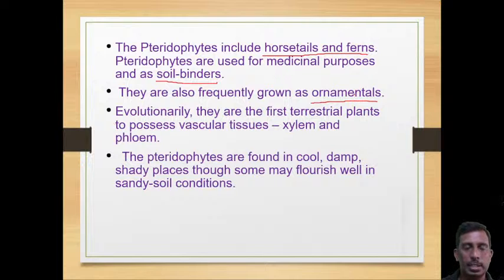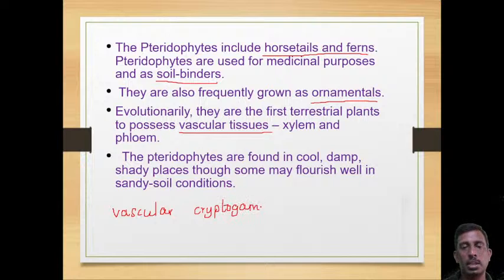Okay. And these are the first plants, when I take the point of evolution, where vascular tissues originated. So these pteridophytes are vascular cryptogams. In cryptogams there are thallophyte, bryophyte, and pteridophytes. These are the only cryptogams with vascular tissues. The remaining two, thallophyte and bryophyte, don't have any vascular tissues.